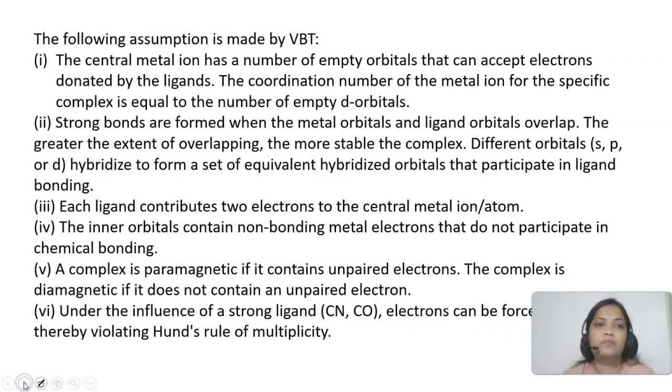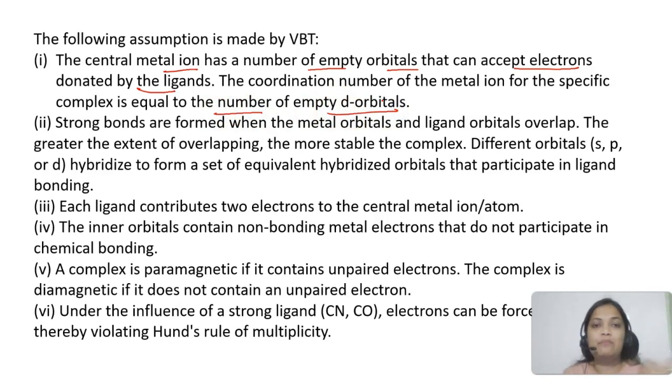Okay, so there are some assumptions and some points that you have to remember. According to the valence bond theory, the central metal ion has a number of empty orbitals that can accept electrons. Those empty orbitals will be there so that it can accept electrons. And the coordination number of that metal ion will be equal to the number of empty d orbitals.